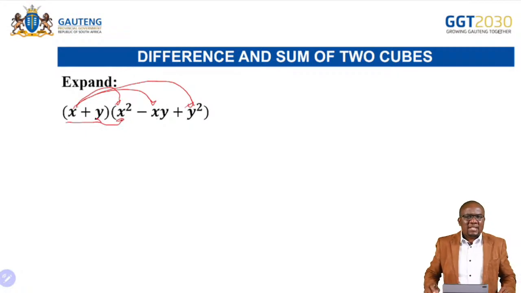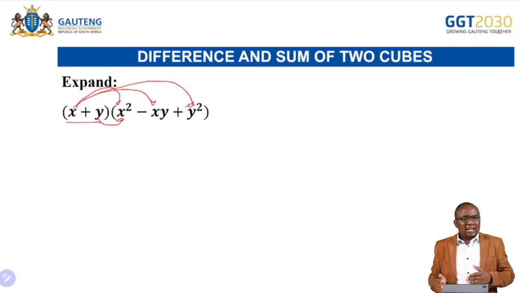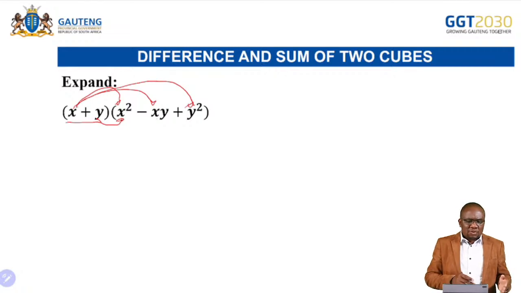What is y times x squared? It's plus x squared y. Remember, I'm putting this alphabetically. I can say y x squared is still fine, but x comes before y. So it's x squared y.